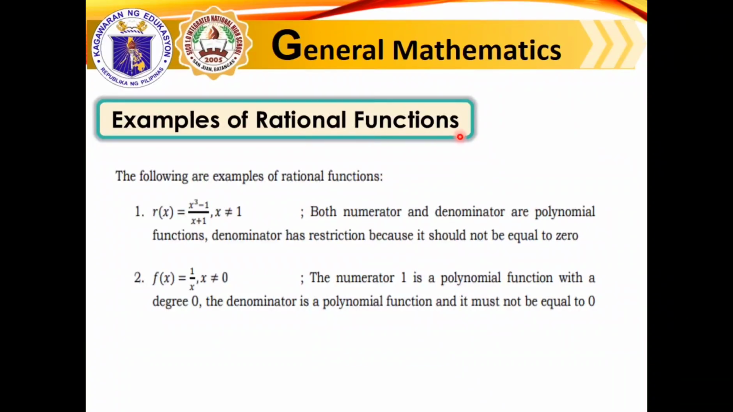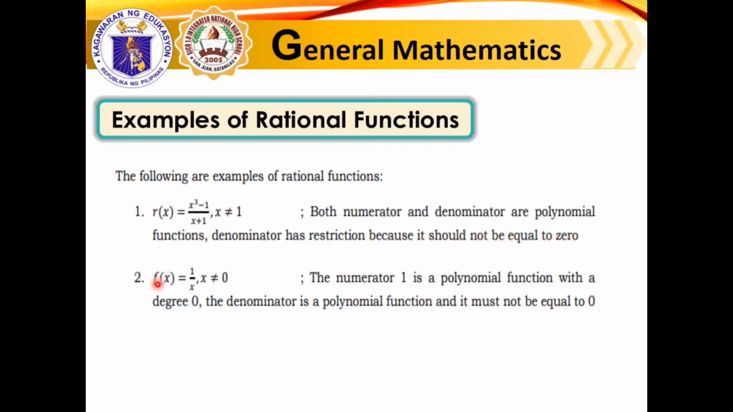Examples of rational functions. The following are examples of rational functions. First, r of x equals x cubed minus 1 all over x plus 1, and x should not be equal to negative 1. Both numerator and denominator are polynomial functions. The denominator has a restriction because it should not be equal to 0.